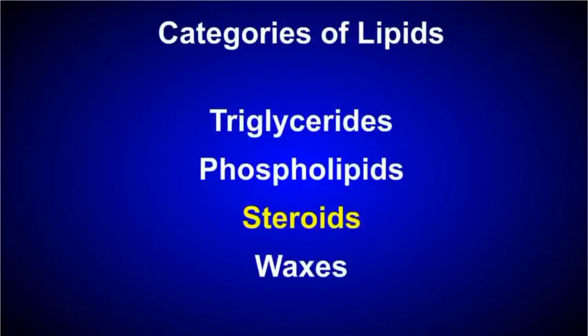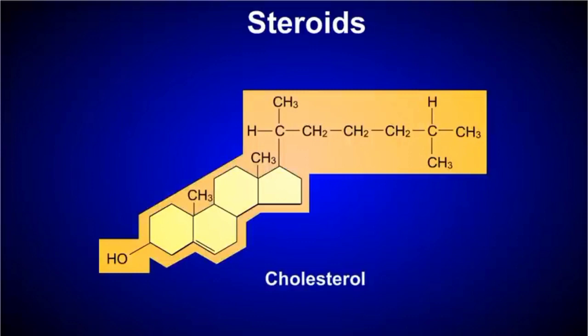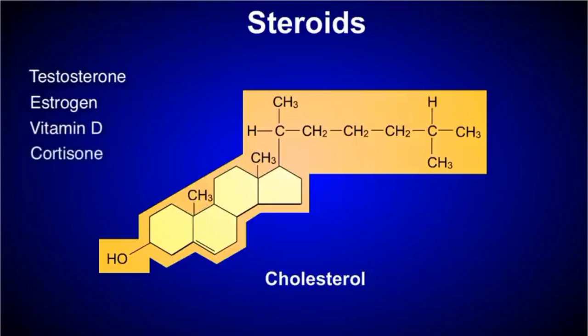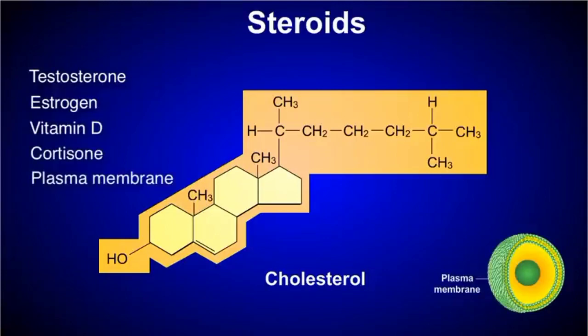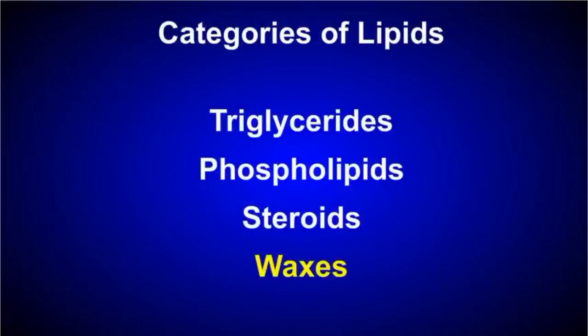Steroids are the next category of lipids. Steroids are composed of four fused rings of carbon to which different functional groups are attached. One well-known steroid molecule is cholesterol. Cholesterol serves as a precursor for the synthesis of other steroids, such as testosterone, estrogen, vitamin D, and cortisol. Cholesterol is present in plasma membranes where it stabilizes the membrane. The hormones testosterone and estrogen have small differences in their functional groups, but large differences in their effects on an organism.